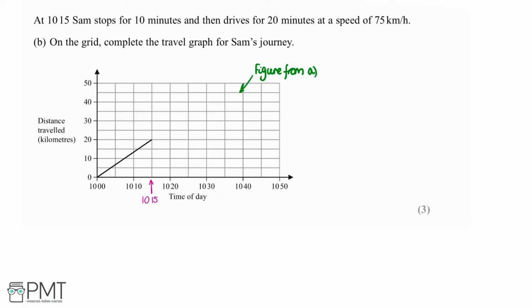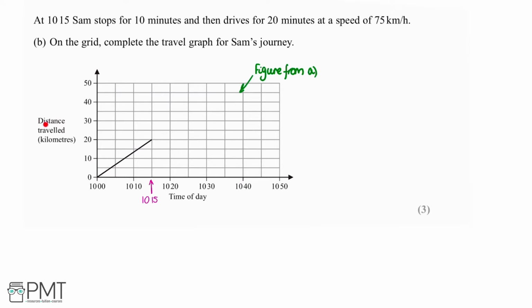At 10:15, Sam stops for 10 minutes, and then drives for 20 minutes at a speed of 75 kilometres per hour. So on the grid, we need to complete the travel graph of Sam's journey. Okay, so we know that for the first 15 minutes, Sam's travelling. And then at 10:15 here, Sam's stopping for 10 minutes. Well, what does it mean to be stopped? Well, that means to be going at 0 speed.